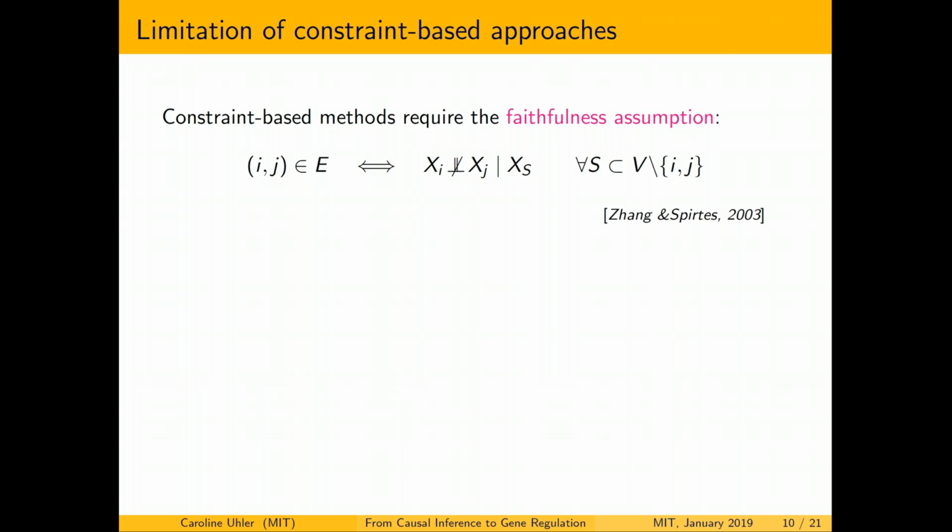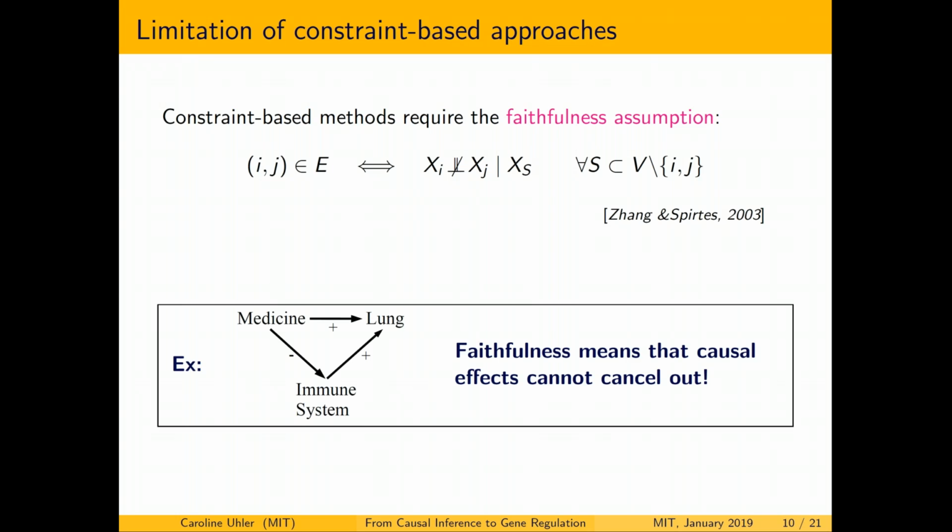But here you see the influence of philosophy. This is known as the faithfulness assumption. The distribution has to be faithful to the graph. So this is really an assumption, right? It says that this is how the algorithm works: if I find a conditional independence relation, I can just remove the edge. But this could happen just by chance, because causal effects can cancel out. So here is an example of this. Say you have some strong medicine that has a positive effect on your lung functioning, so it helps the lung, but it has a negative effect on your immune system.